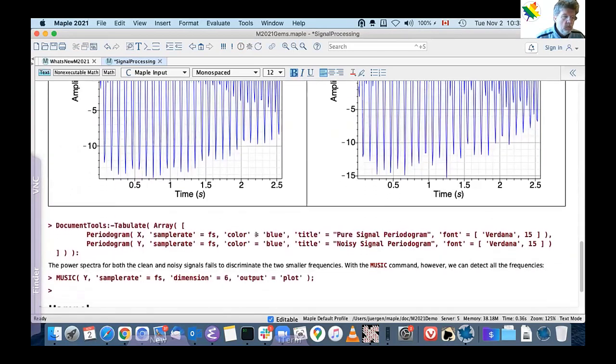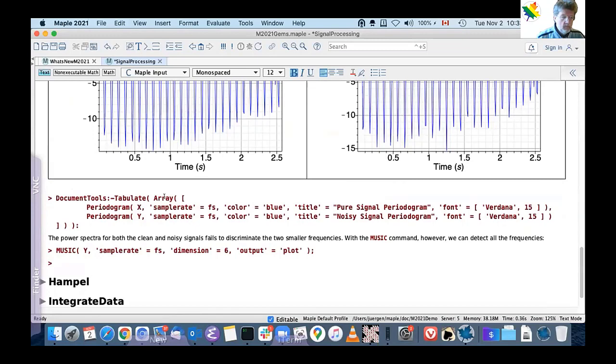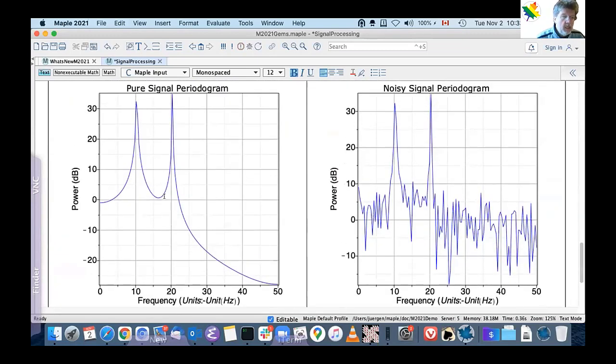And what we do now, we use the standard way of analyzing those signals, which is called a periodogram. A periodogram shows you what the contributions of the different frequencies in the signal are. And here it looks like the pure signal has a frequency at about 10 hertz, and then a strong contribution from a frequency at about 20 hertz. And from the noisy signal, you can clearly see the noise, but the most dominant peaks are still the same at around 10 hertz and around 20 hertz.